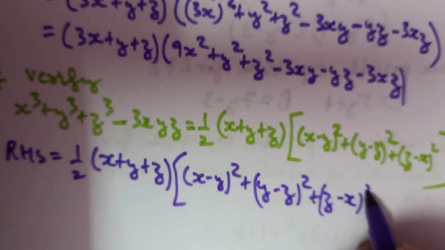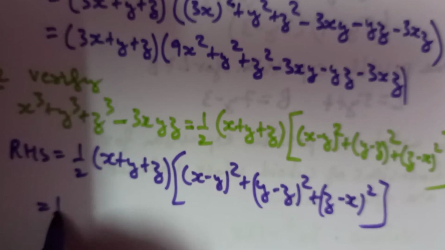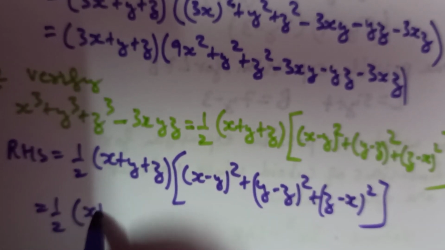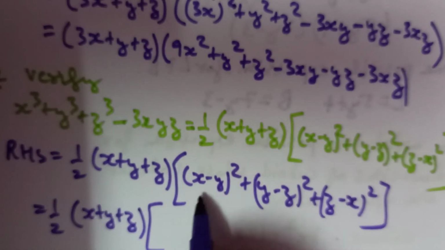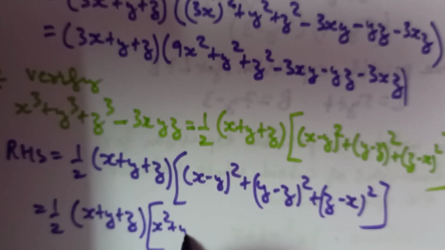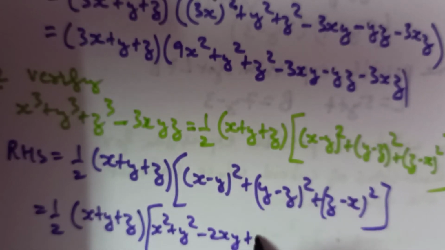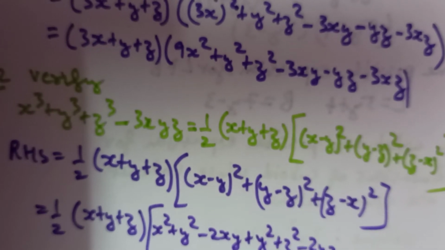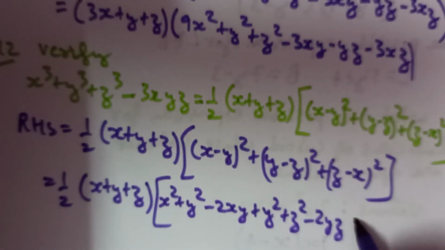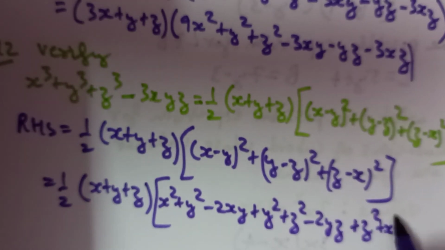So if we further expand each (a minus b) whole square, we will be getting 1 by 2 within bracket x plus y plus z, within bracket (x minus y) whole square, that is x square plus y square minus 2xy, plus (y minus z) whole square, that is y square plus z square minus 2yz, plus (z minus x) whole square, that is z square plus x square minus 2xz.